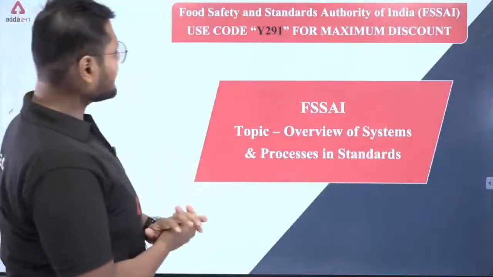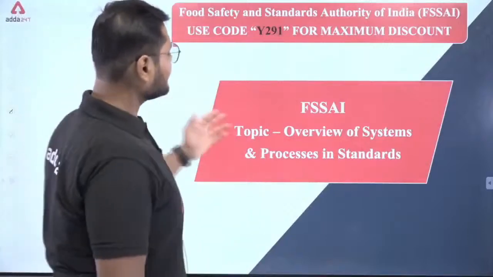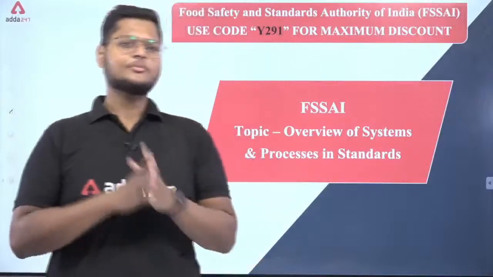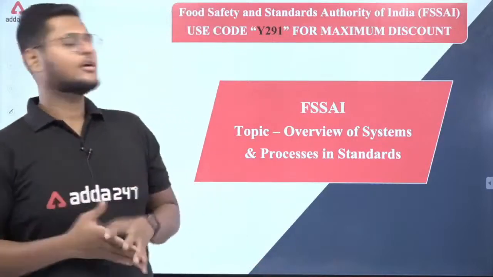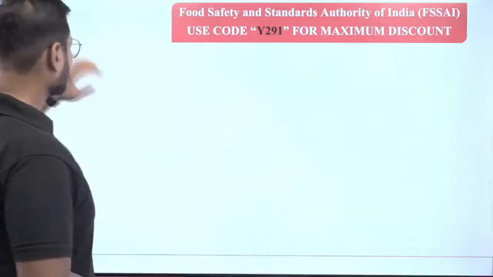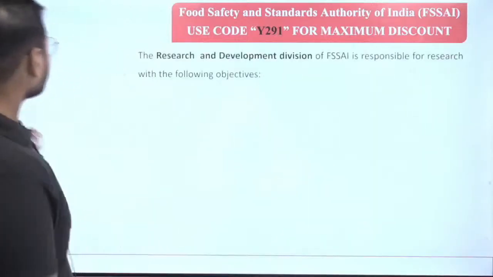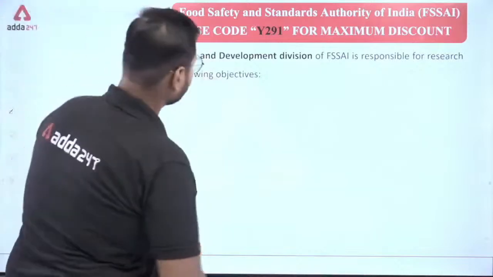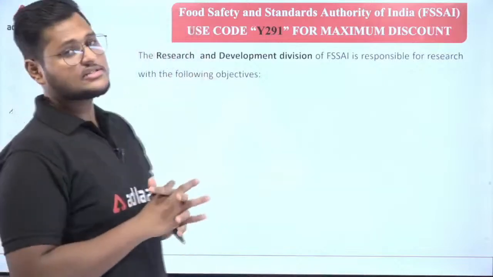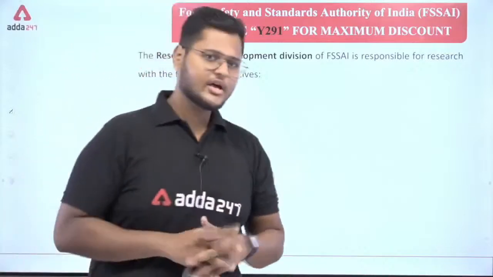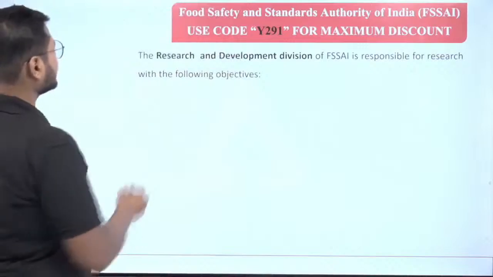So the topic that we are going to look into today is the overview of systems and processes in standards. How the standards are set, how the process is done, we are going to look into all of this. So the first thing, the research and development division. If you remember, we have already discussed 11 divisions, and one of those divisions is the research and development division.